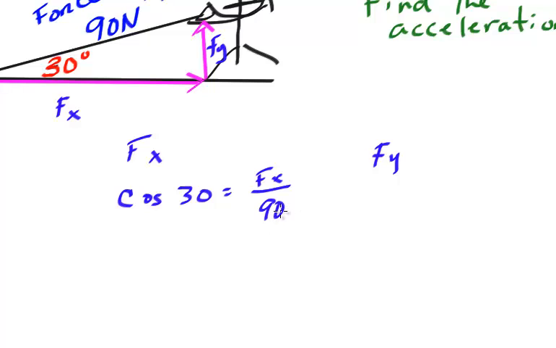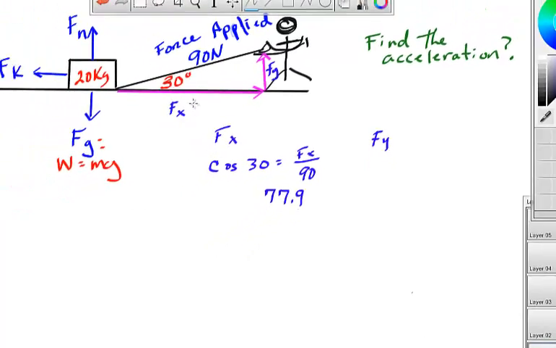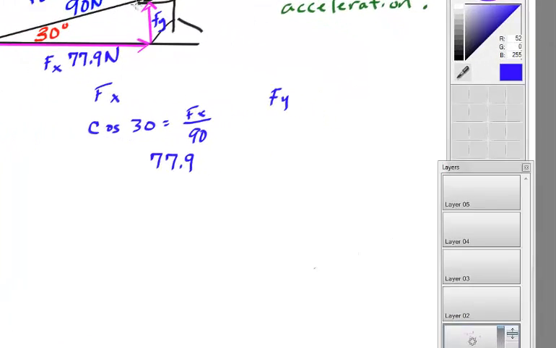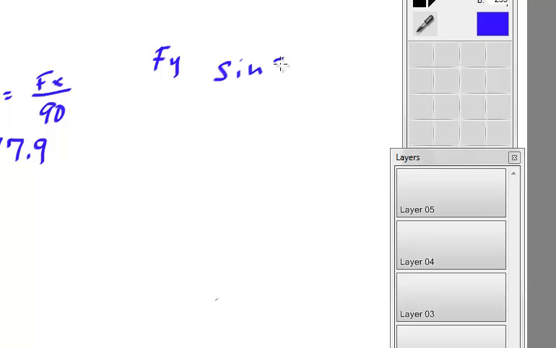And I would, of course, multiply there. I would do 90 times the cosine of 30, and that would wind up being 77.9. So Fx is 77.9. I am going to go back and stick that on my original layer, 77.9 newtons. I'll go back to this, and we'll find Fy now, which is the opposite side over the hypotenuse, which is the sine. So sine of 30 equals Fy over 90. And we would, of course, multiply again, and that answer will be 45 newtons. These are all in newtons.